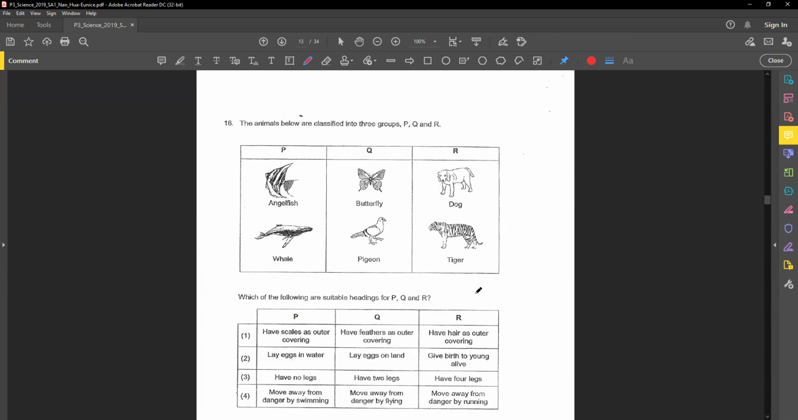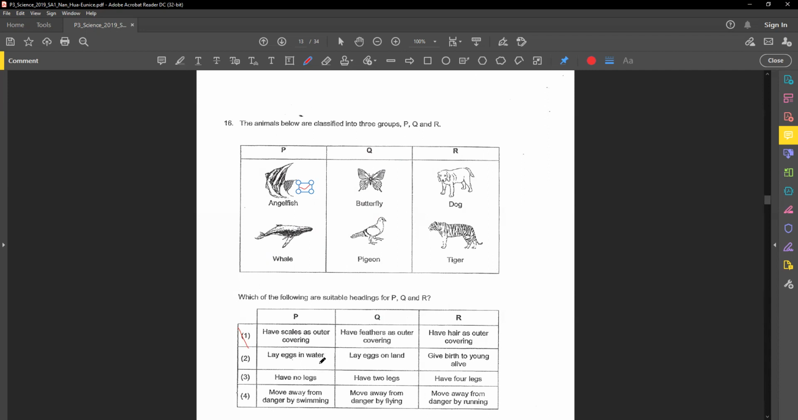Question 16 shows you 6 animals in 3 different groups. Animals in the same group must share the same characteristic. So let's go through the different options and see which is true. Option 1 says that animals in group P have scales as outer covering. While this is true for the angelfish, the whale is a mammal, which means it has hair for outer covering. So option 1 is wrong.